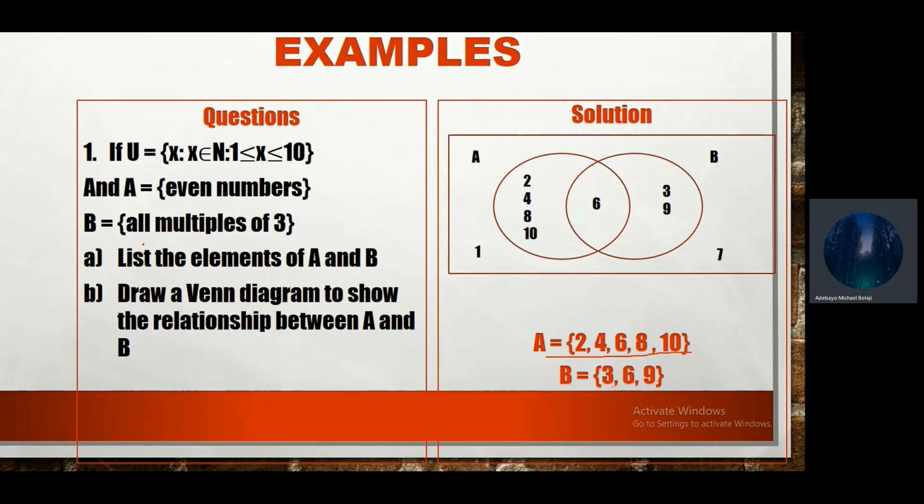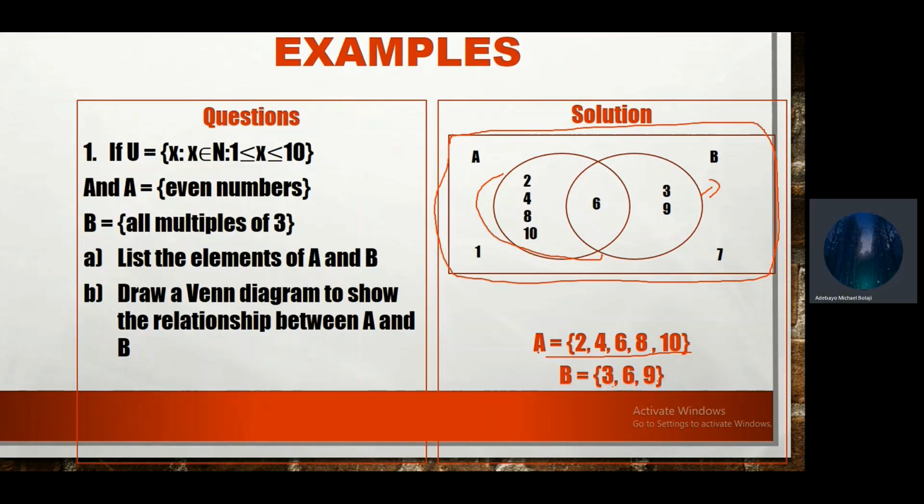To represent this in our Venn diagram, the first thing you do is draw a box. This box that you see here is called our universal. Is that okay? It is called our universal. Then you draw your subsets. Your subsets are the ovals. This first oval here is our subset A, while the second oval is our subset B.